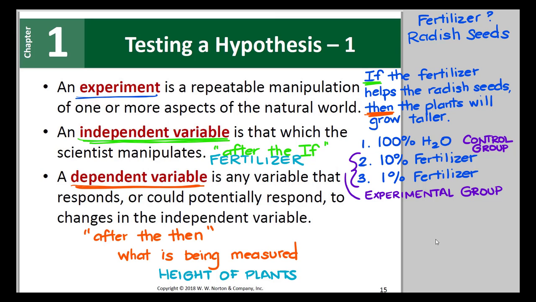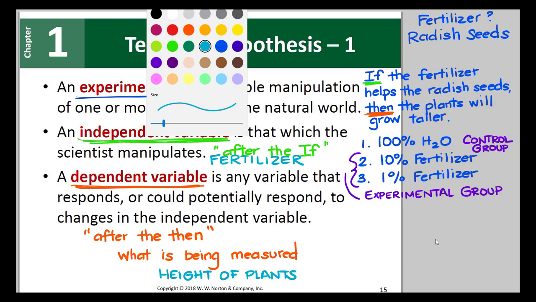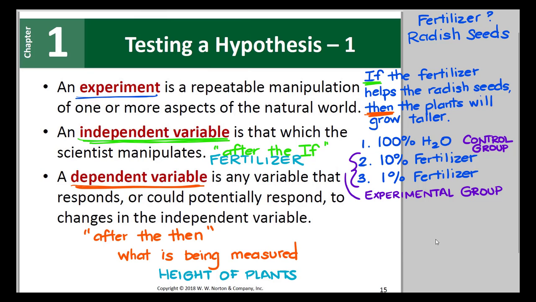And then I have my dependent variable, which is dependent on the independent variable. So the height of my plants is dependent on the fertilizer, whether or not it's beneficial or not. And that is going to be my dependent variable. There is a third type of variable that is not listed on this slide, but that third type of variable is going to be control variables.